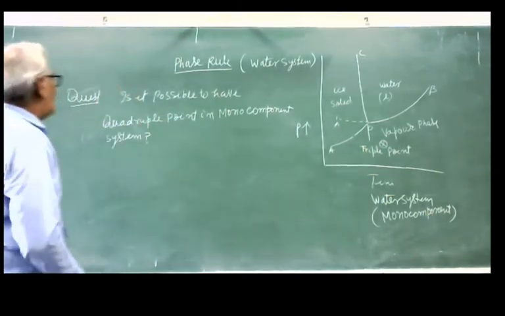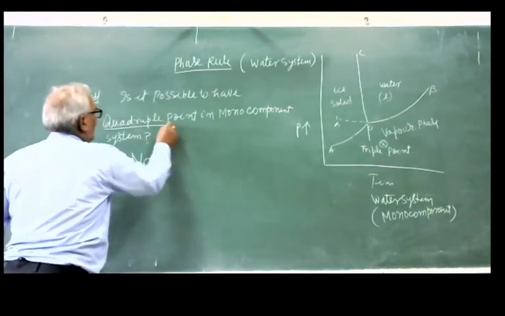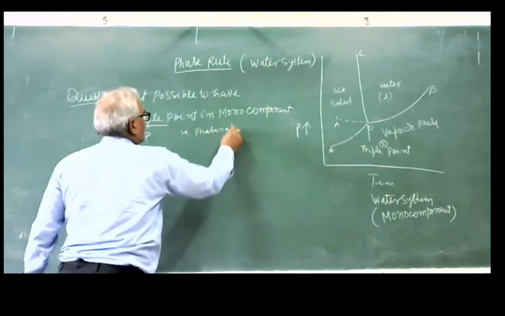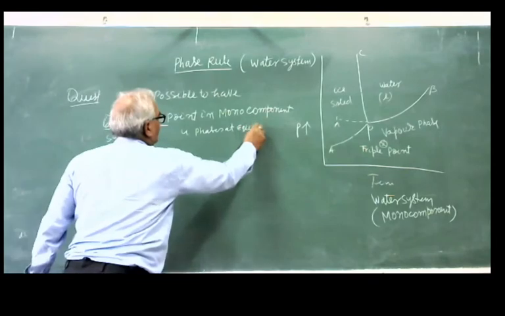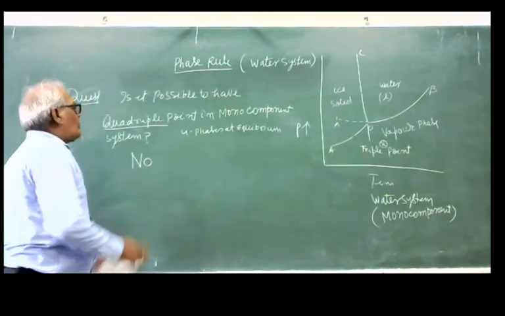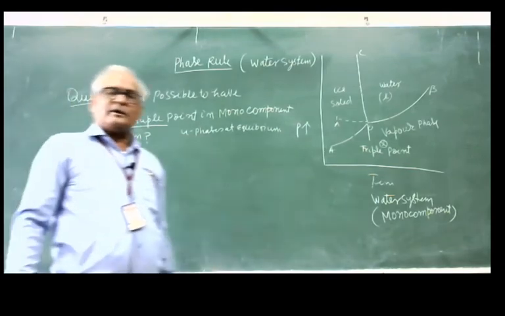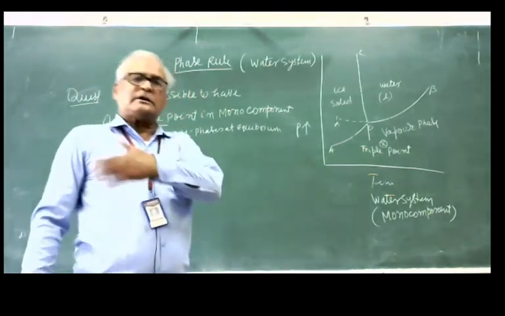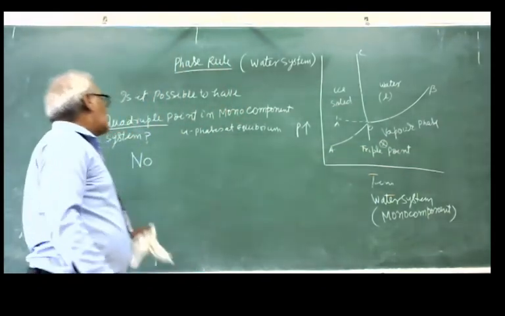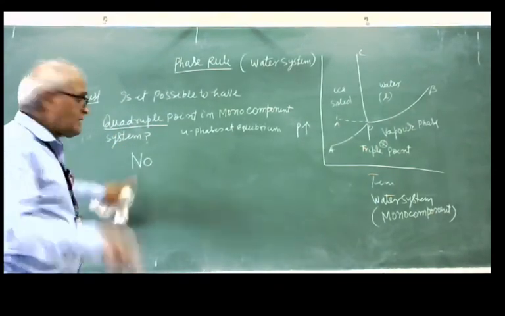So you can say no. Quadruple means four phases at equilibrium. Four phases at equilibrium, that is the quadruple point. Like the triple point, where three phases are in equilibrium, four phases in equilibrium is the quadruple point. So if it is asked, is it possible to have a quadruple point, I say no. What is the explanation?